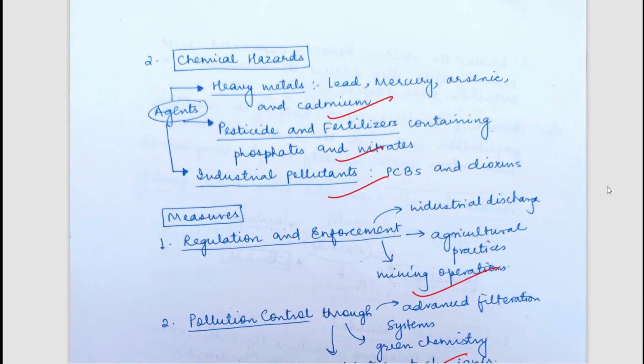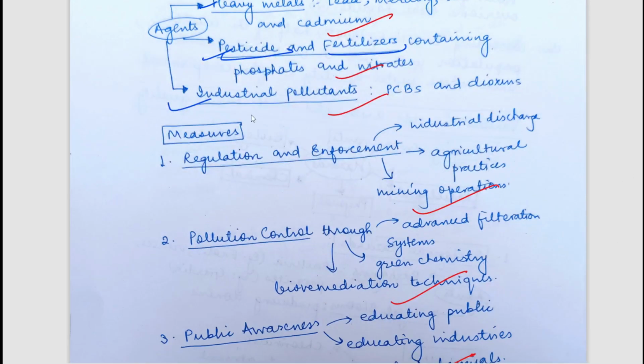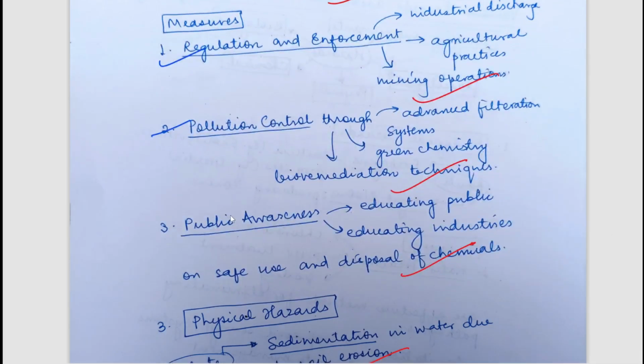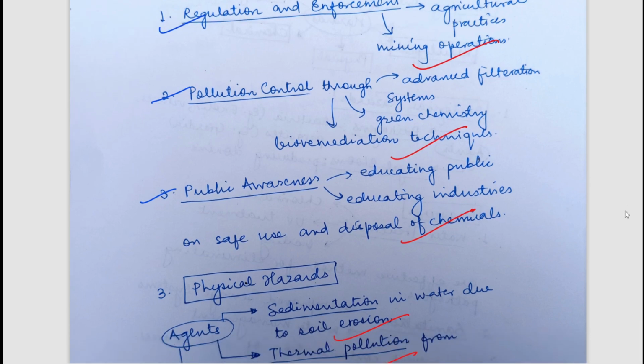Next, chemical hazards have been mentioned, such as heavy metals, hazards from pesticides and fertilizers, industrial pollutants. Measures have also been mentioned. We can regulate and enforce certain kinds of rules. Pollution control should be done. Public awareness is needed. So these are some of the measures.